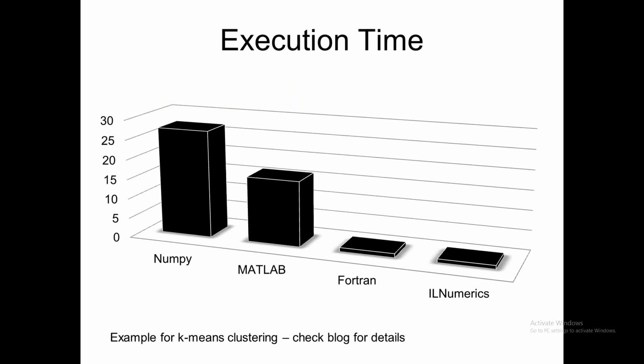Okay, so first thing here, let me give you an example for execution time. This is an example for k-means clustering, so that's a machine learning problem. If you're interested, please check our blog for details. The numbers here on the left are not so important, whether this is 20 or 25 or 15 or whatever. The message we want to convey here is that we are at par, rather equal with native languages like Fortran or C++, and by far outperform, for example, MATLAB or Python.